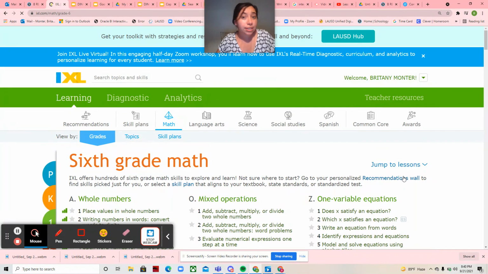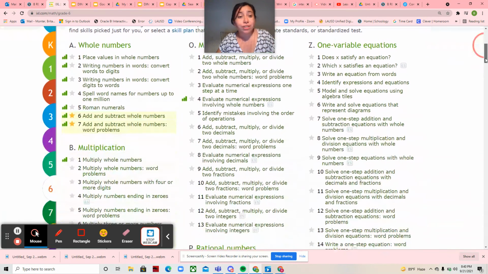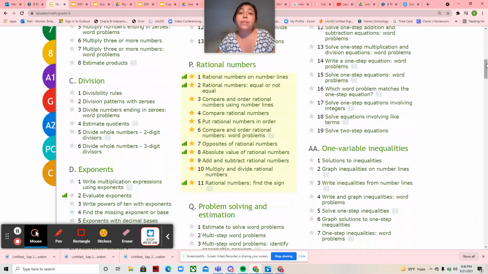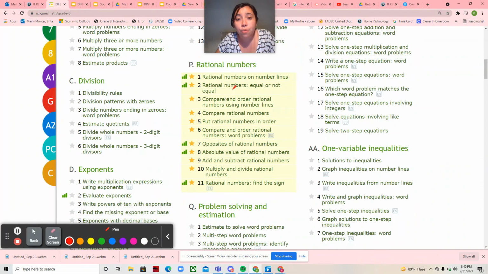And you're going to see different skills that I've started for you. You're going to ignore the whole number skill. So ignore all this. And I want you to go all the way down to P for rational numbers. You're working on these 2 skills right here. Rational numbers on a number line, rational numbers equal or not equal, and compare and order rational numbers using number lines. So you're going to be working on these 3, okay, for homework. This is homework, again, homework.